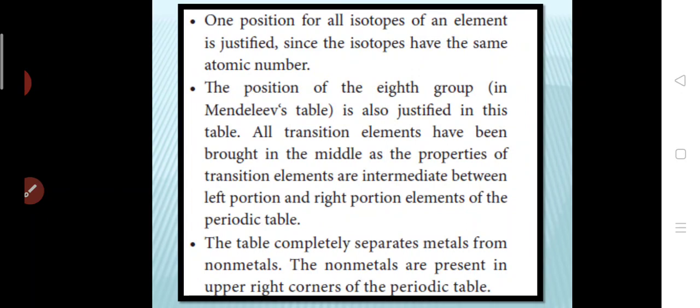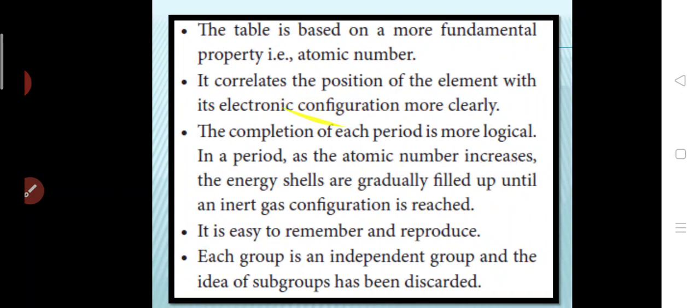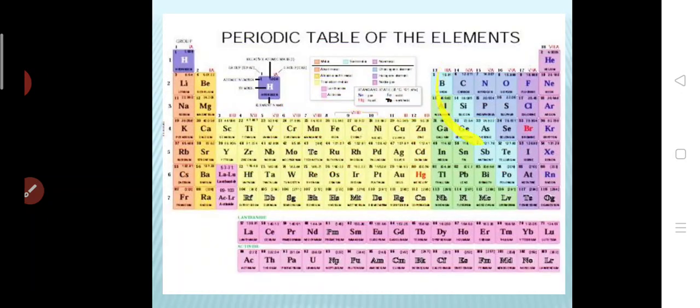All transition elements have been brought into the middle, as the properties of transition elements are intermediate between the left portion and the right portion elements of the periodic table. Just now we saw that transition elements were kept in between because they have the properties of s and p blocks. And the table completely separates metals from non-metals, and the non-metals are present in the upper right corner of the periodic table. If you see the periodic table here, all the non-metals are present in the upper right corner. All the metals are present here.